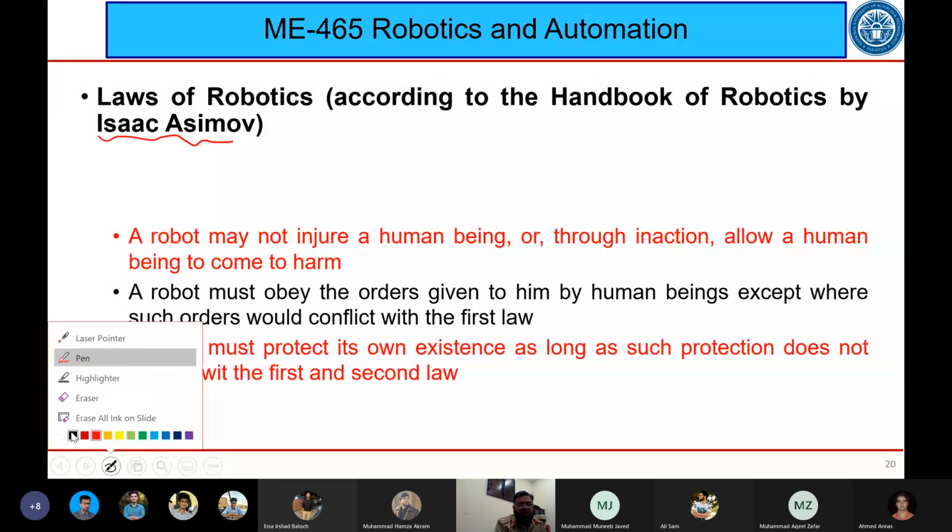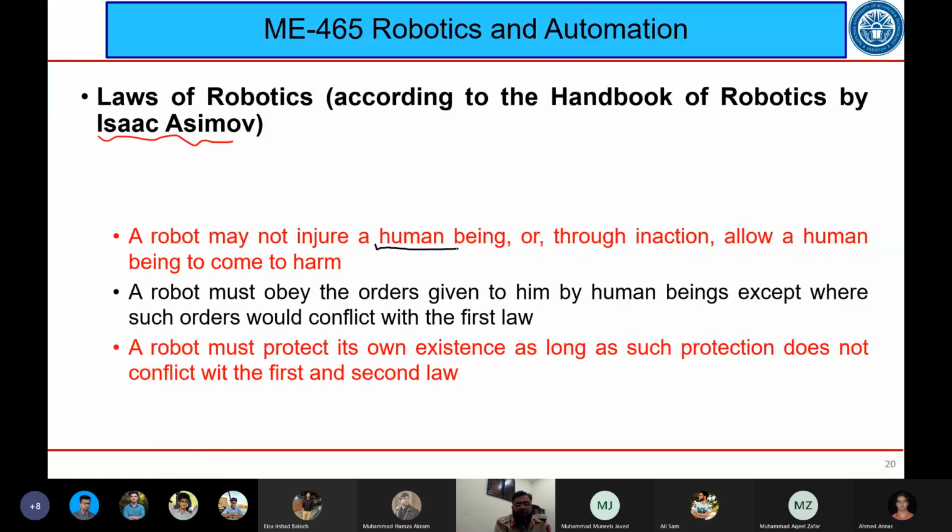सबसे पहला law ये बनाया गया: a robot may not injure a human being or, through inaction, allow a human being to come to harm। ठीक है? So कोई भी ह्यूमन बीइंग को injure भी ना करे या कोई भी ह्यूमन बीइंग हार्म ना हो। So this is the first law of robotics.